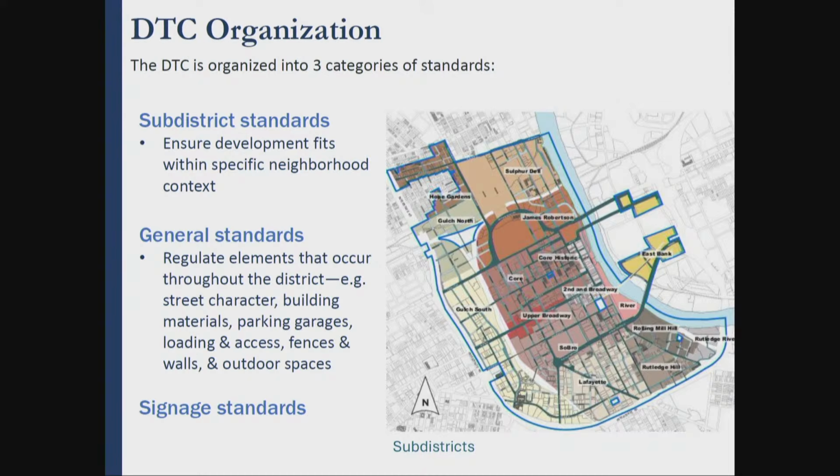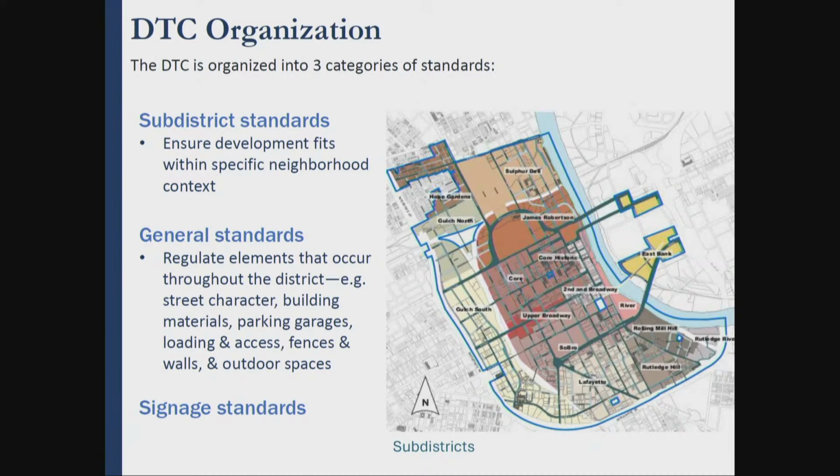The downtown code is organized by subdistricts. There are, I think, 16 subdistricts right now. And there's 3 categories of standards, essentially. There's the sub-district standards, which are specific to those areas and ensure that the development within those areas fits within specific neighborhood context. The sub-districts are outlined on the image on the screen there.